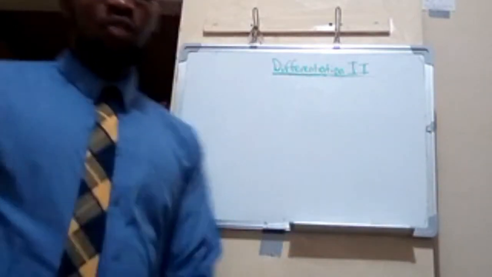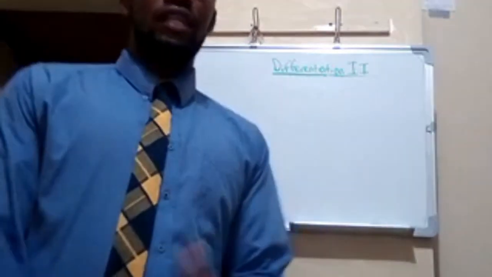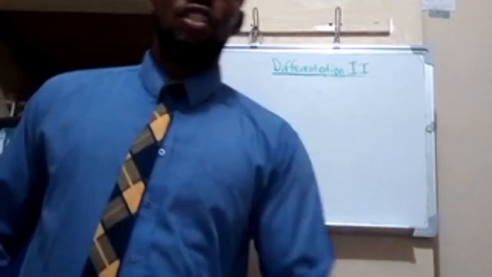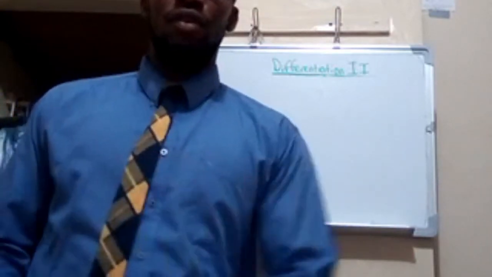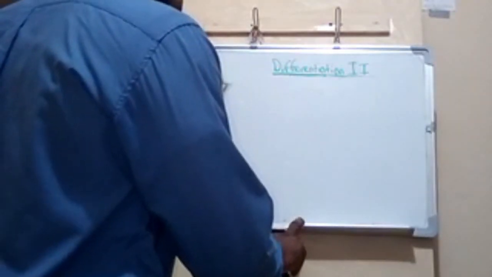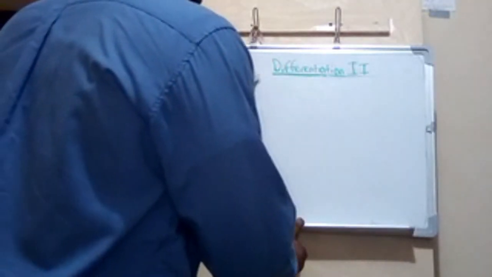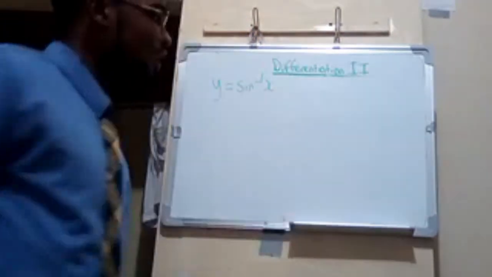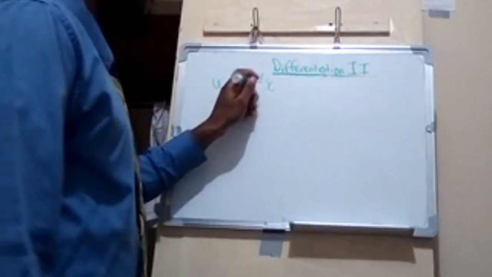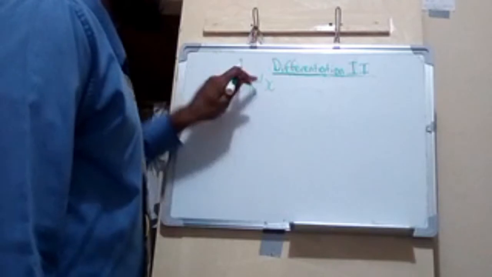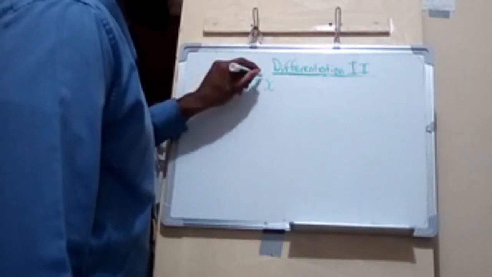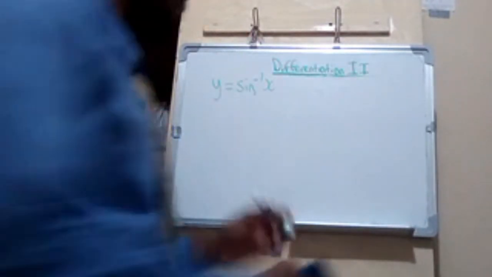Now, before we look at a combination of questions, let's look at inverse trig functions, right? We have to look at inverse trig functions. So let's say y is equal to sine inverse of x, and we want to find dy by dx. So if y is equal to sine inverse of x, what are we going to find dy by dx? Now look at this.